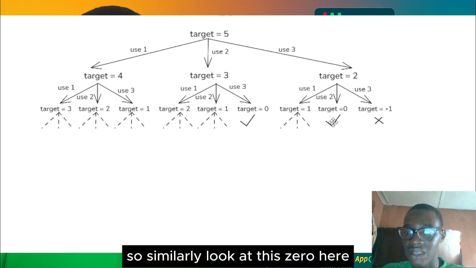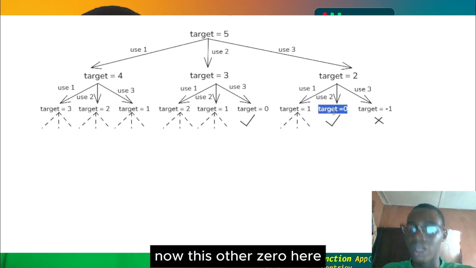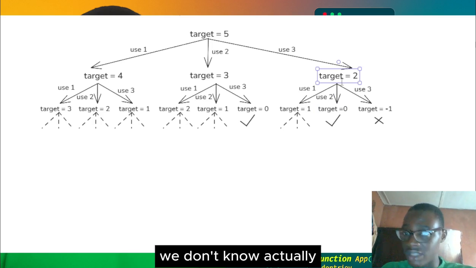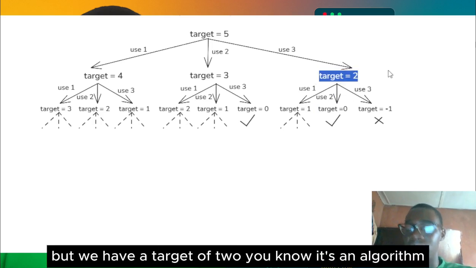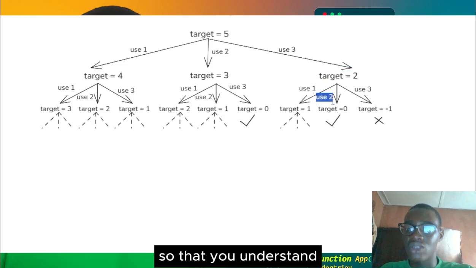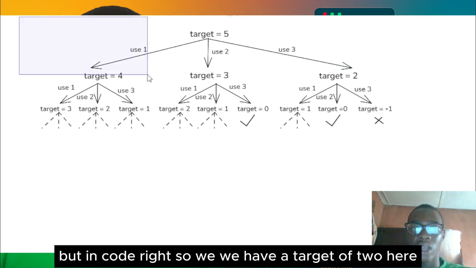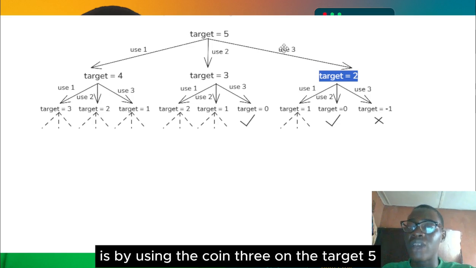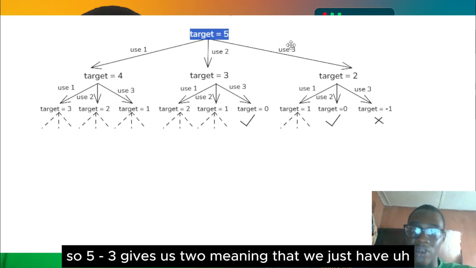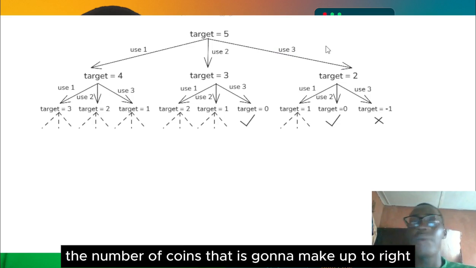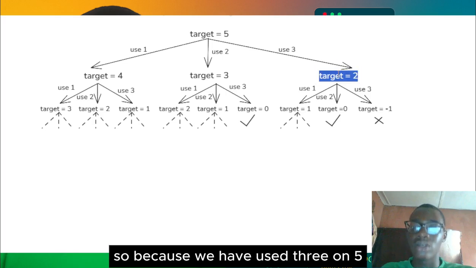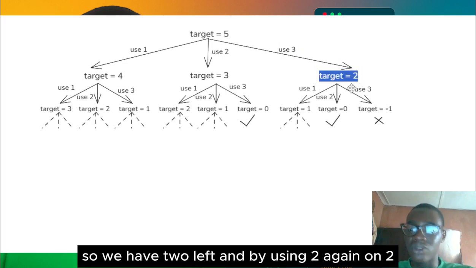Similarly, look at this other 0 here. We know that we have a target, we don't know actually, but we have a target of 2. It's an algorithm, but I'm trying to put the logic here so that you understand. This is how it's going to look, and this is how it's going to happen too, but in code, right? So we have a target of 2 here, which comes from using coin 3 on target 5. So 5 minus 3 gives us 2, meaning we just need the number of coins that make up 2, right? Because we have used 3 on 5, we have 2 left, and by using 2 again on 2, we have a target of 0.